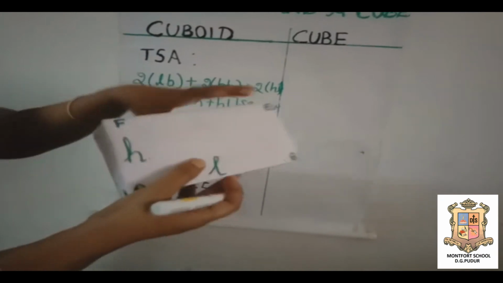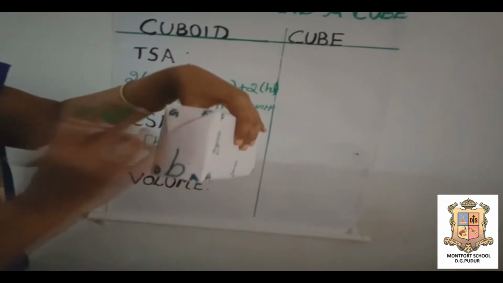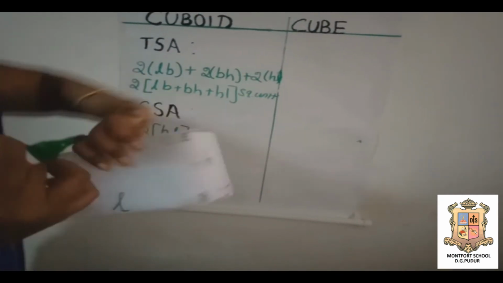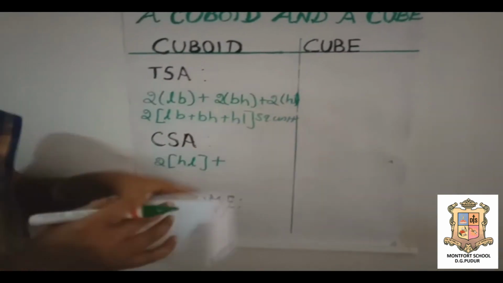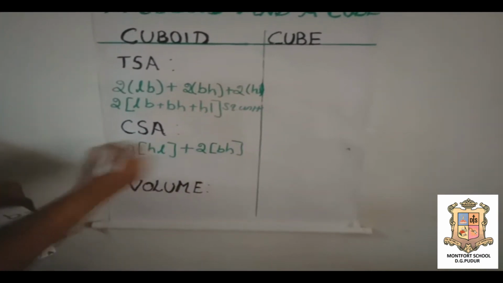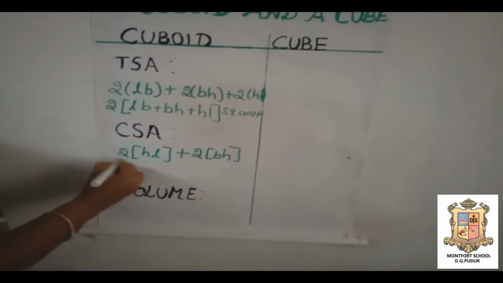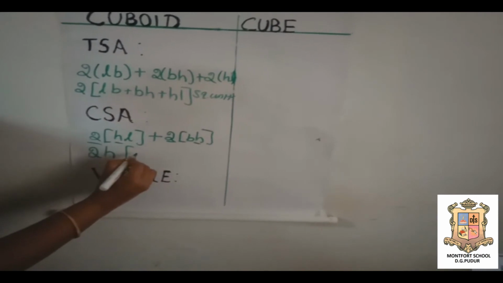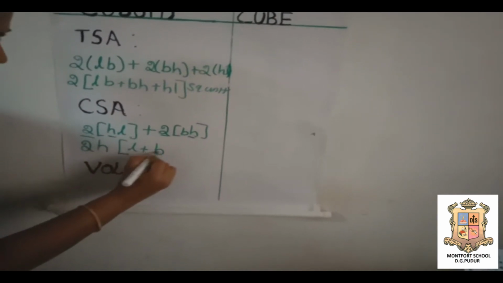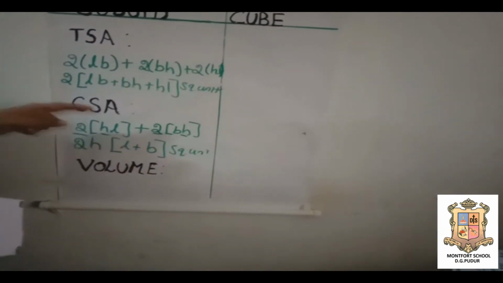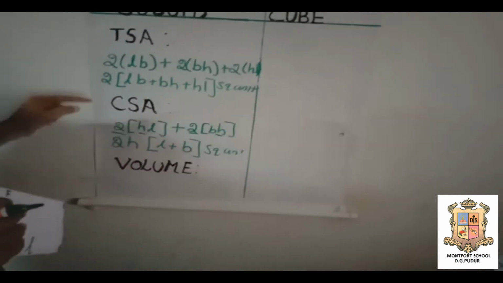plus, now let us find the area of this one, ADFG, that is B into H. Similarly, this is equal to this B into H. Now the sum of the areas of these two faces is 2 into BH. From these two terms, 2 and H are common. So let us take the 2H out. Remaining is L plus B square unit. So 2H into (L plus B) square unit is the formula to find the curved surface area.